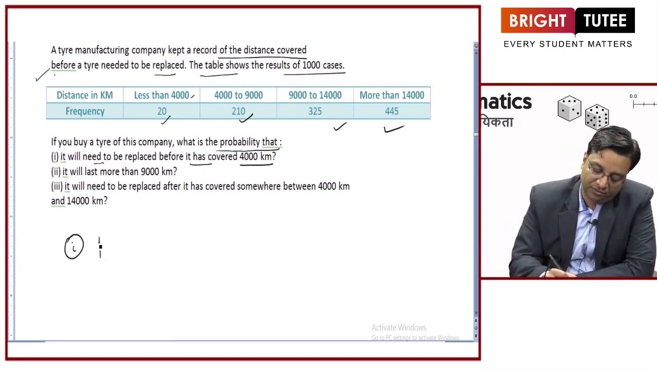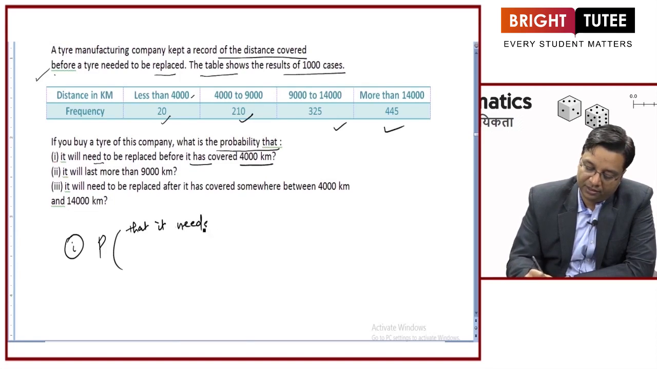So first question is probability that it needs replacement before covering 4000 kilometers.